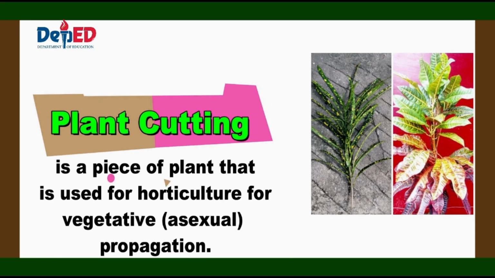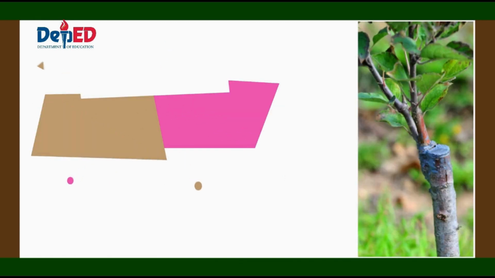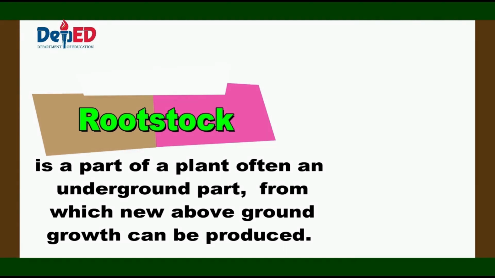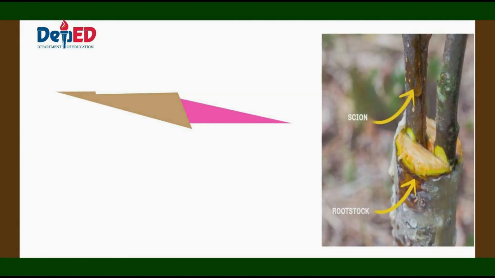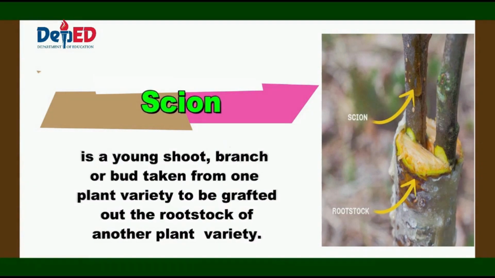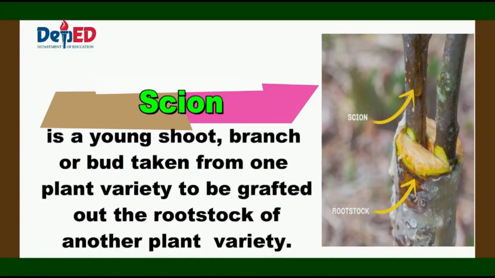Plant cutting is a piece of plant that is used for horticulture, for vegetative or asexual propagation. Rootstock is a part of a plant, often an underground part, from which new above-ground growth can be produced. Scion is a young shoot, branch, or bud taken from one plant variety to be grafted onto the rootstock of another plant variety.